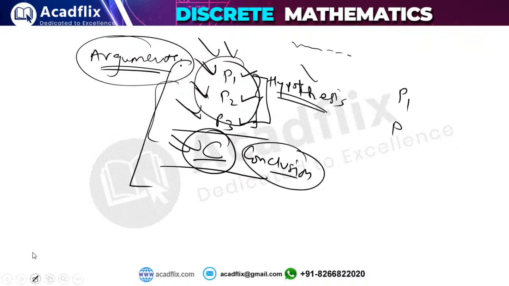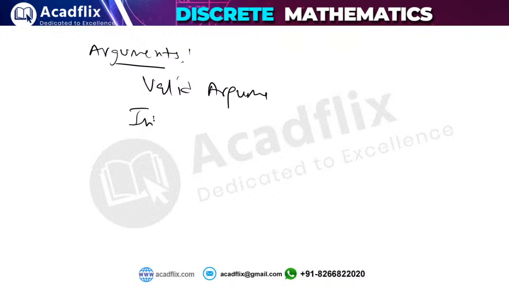Now either this argument is valid or this argument is invalid. Of course, in day-to-day life you can see many people make valid arguments. Sometimes you say, right, your argument is valid. Sometimes you say your argument is not valid. So here also we have something called a valid argument, and we have something called an invalid argument.